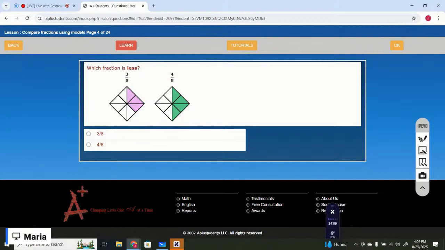Which fraction is less, 3 by 8 or 4 by 8? 3 by 8 is less than 4 by 8, so option number 1 is the correct option, that is 3 by 8, because only 3 portions are colored, and 3 is less than 4.